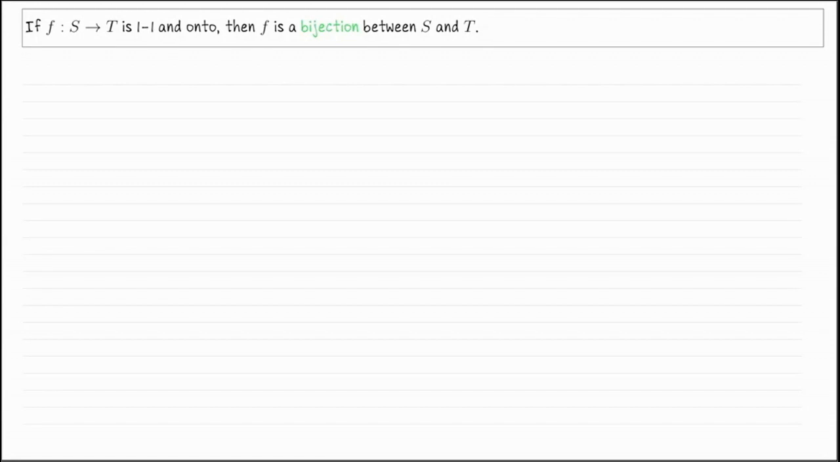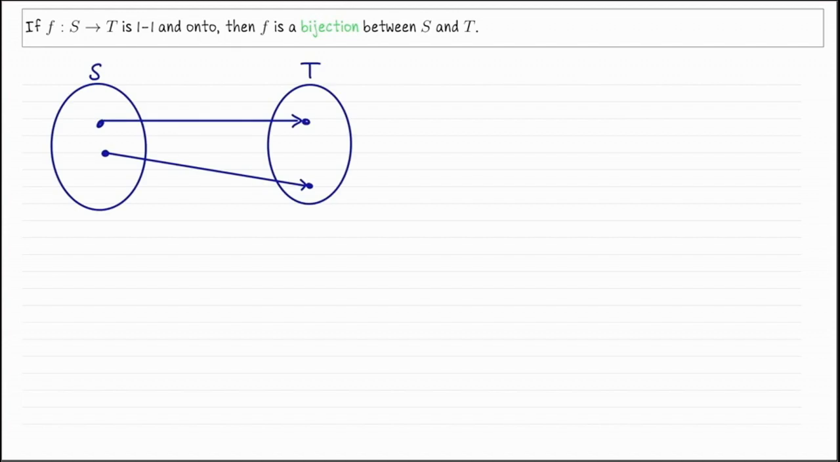Our final preliminary definition ties these two notions together. If a function f going from a set S to a set T has both these properties, it's both one-to-one and onto, or in other words, it's both injective and surjective, then we call f a bijection between S and T. Copying my diagram over from before, f is one-to-one, so distinct inputs will send you to distinct outputs.